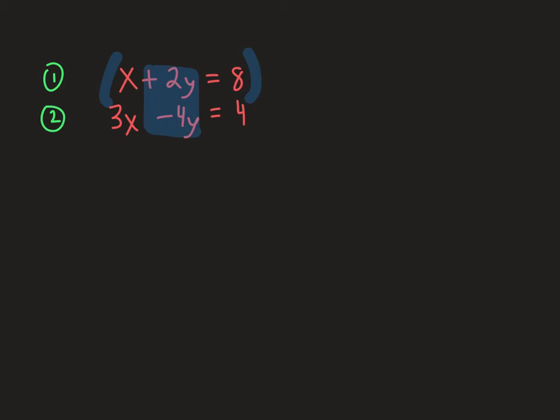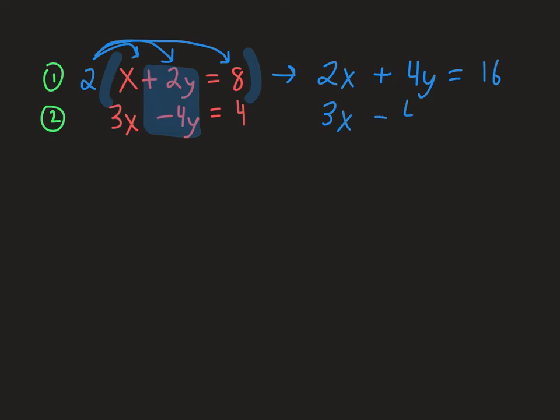If we were to multiply it by 2, just notice what happens, and then I'll talk about what I was looking for. Okay, so we're distributing a 2 to this entire top equation, and since we're doing it to both sides of the equation, we are allowed to do that. So it would become 2x plus 4y. Don't forget to multiply that 8 by 2 as well. The second equation I'm not touching at all. It was 3x minus 4y equals 4.